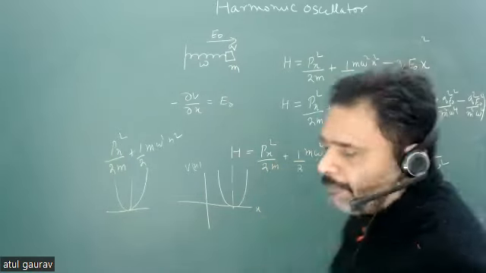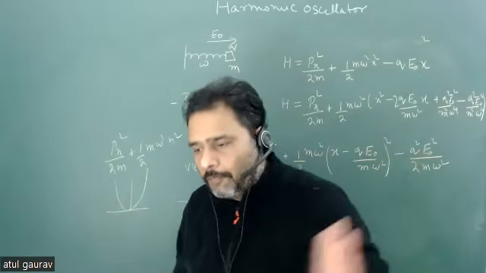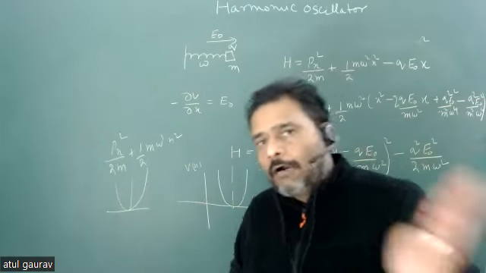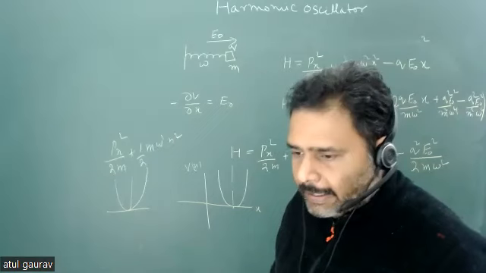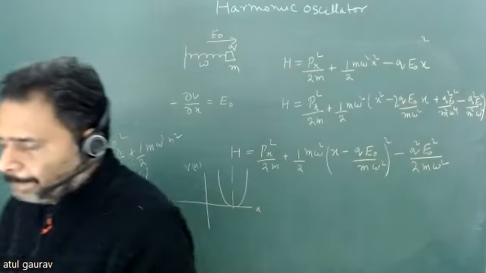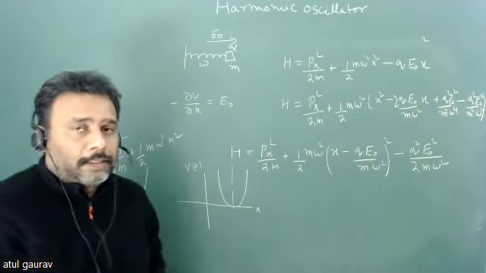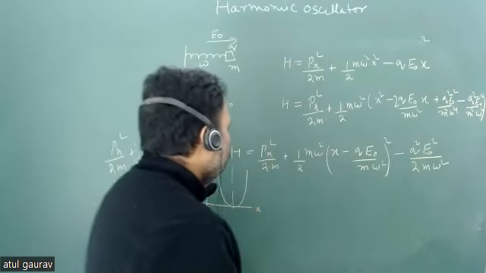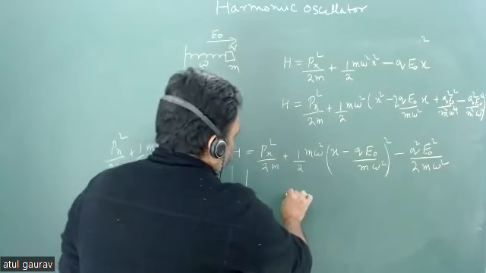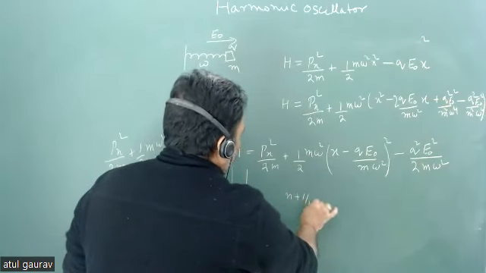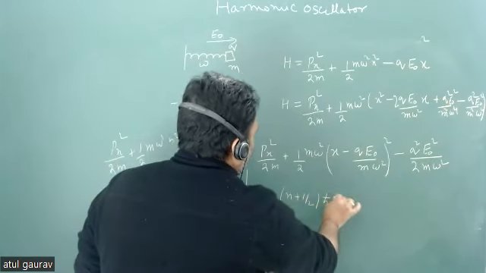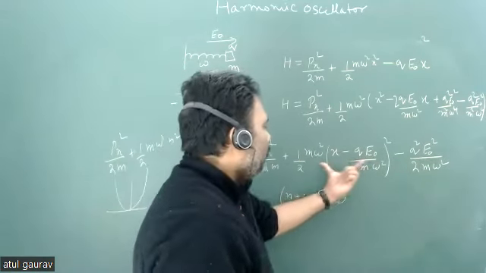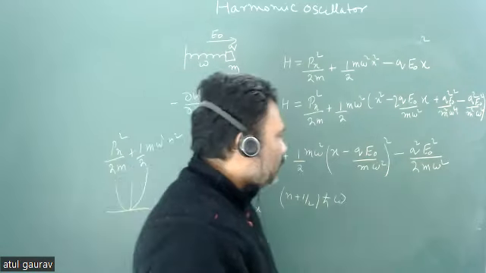Is that energy eigenvalue is going to change if you are moving the potential towards right or left without changing the parameter? Is that energy eigenvalue is going to change? No, sir. No, we have seen in the particle in box. So what will be energy eigenvalue up to this point? (n plus half) h cut omega. Omega is same. This is just equilibrium point is going to change.